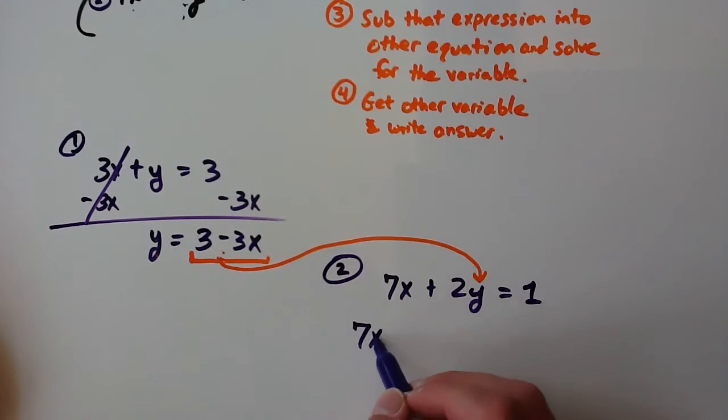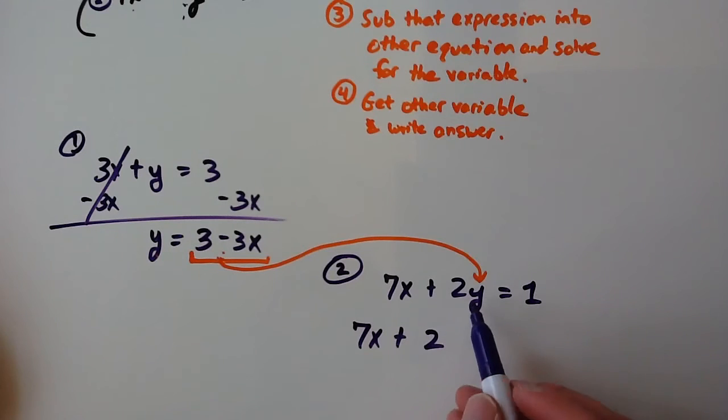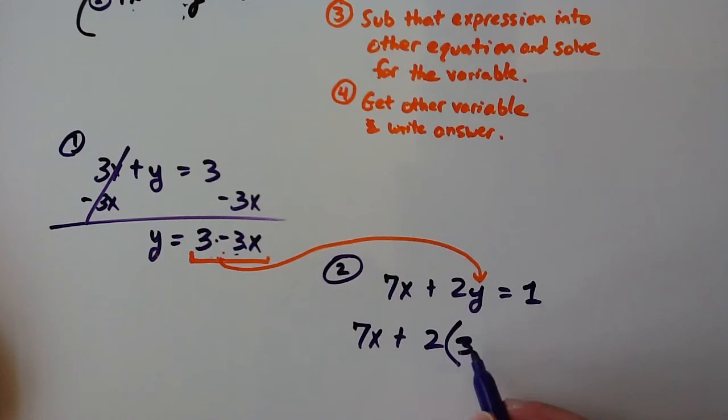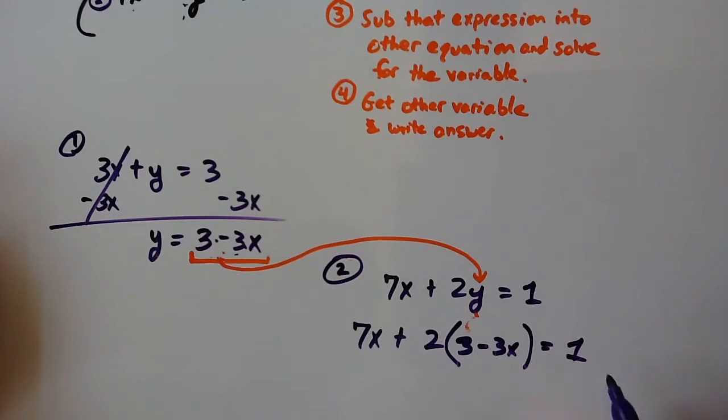So let's substitute this in for a y. I'm going to have 7x plus 2y, or 2 times y. That's what 2y means, 2 times y. And what is y? y is the same thing as this. And so 2 times (3 minus 3x), close the parenthesis. This value right here inside the parentheses, 3 minus 3x, that is y. I just substitute 3 minus 3x in for y, and this is all equal to 1. So there's my equation now.